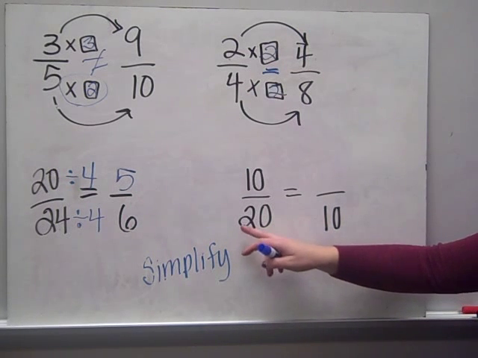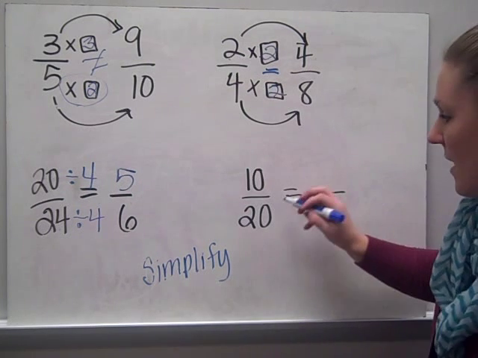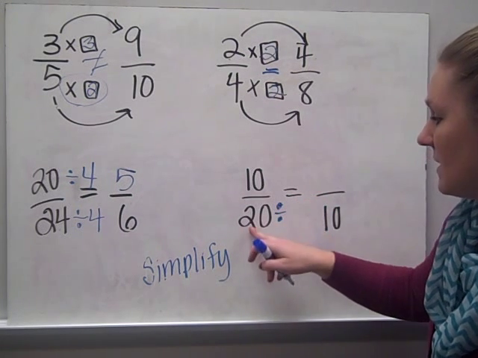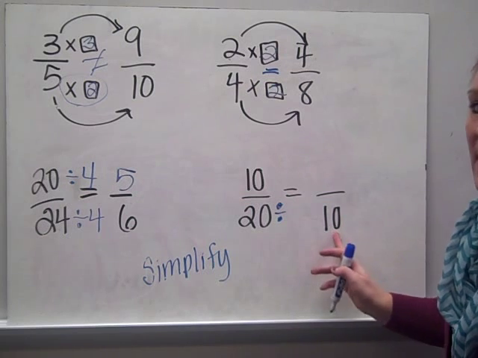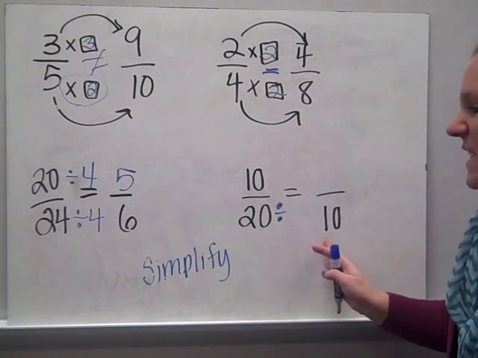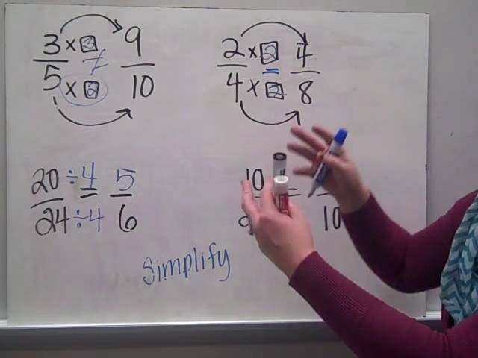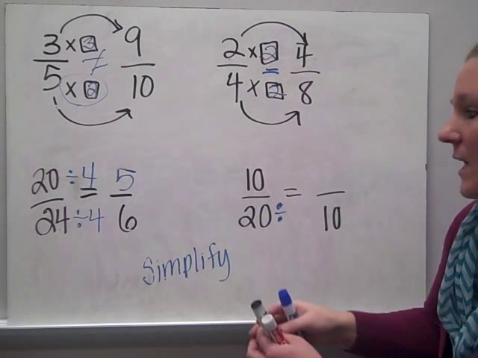Lastly, if I have 10/20ths and I want to simplify it to tenths, I'm going to have to use a divisor because this number is larger than this. Now, if you were confused and you weren't sure what to do, you might say 20 times what is 10 and go, nothing, that doesn't work, because when you multiply, you're going to grow. When we divide, we're going to get smaller.